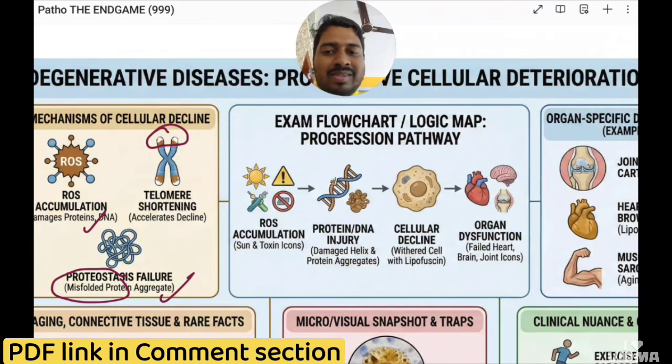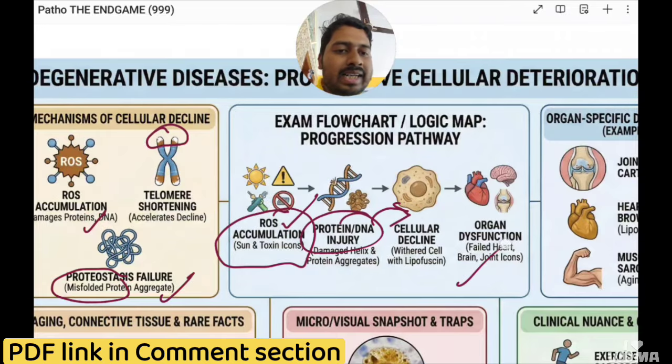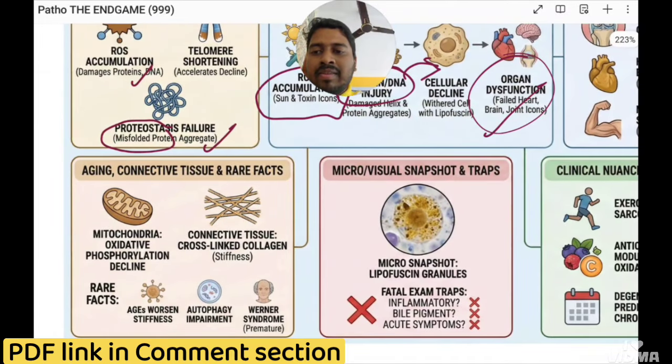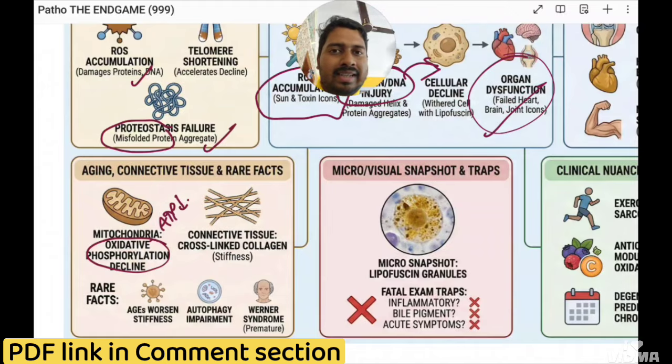Now, reactive oxygen species accumulation causes protein and DNA injury, causes cellular decline, and causes organ dysfunction. That is the process behind degenerative diseases. One important organelle which is affected is the mitochondria, because when oxidative phosphorylation, that is ATP generation, declines, cellular stress increases.